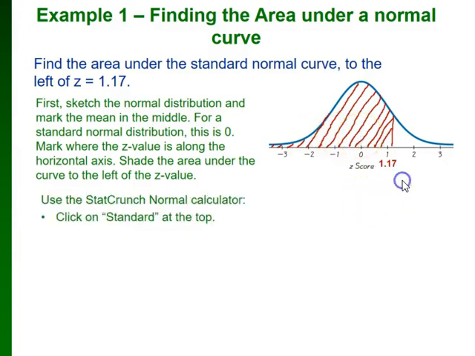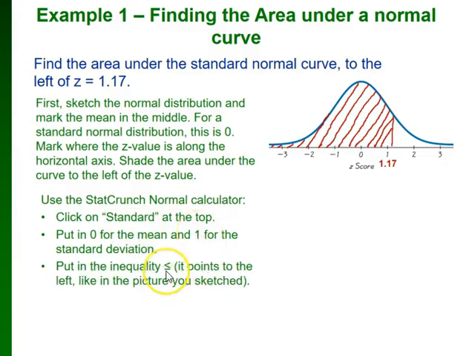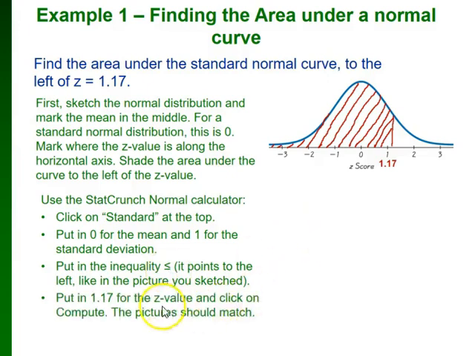And when I go to the StatCrunch normal calculator, I'm going to click on standard at the top. I'm going to put in 0 for the mean and 1 for the standard deviation. Since this is the standard normal curve, those are always the values for the standard normal distribution. I'm going to put in the inequality less than or equal to. It points to the left, and they were asking for the area to the left of 1.17. That is why I want my inequality to point to the left. Then I'm going to put in 1.17 for the z value, and then I'm going to click on compute.